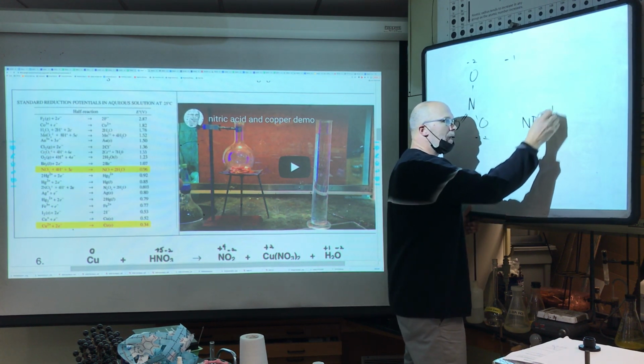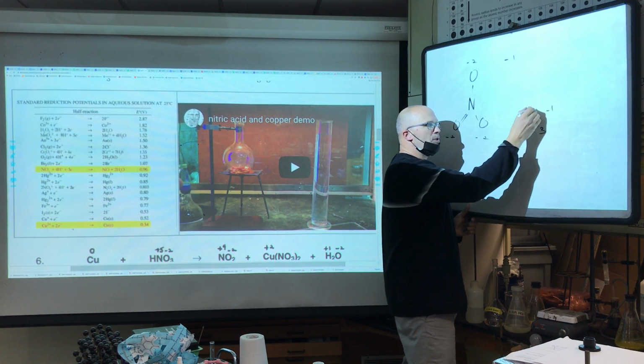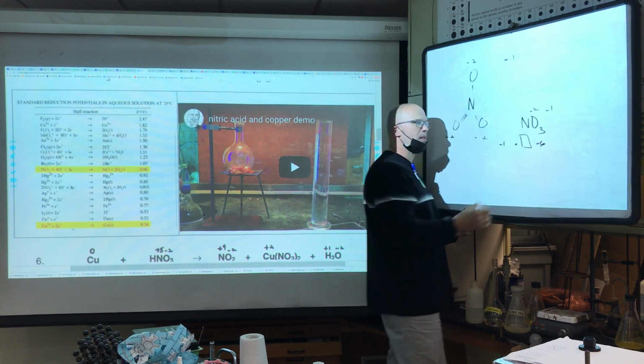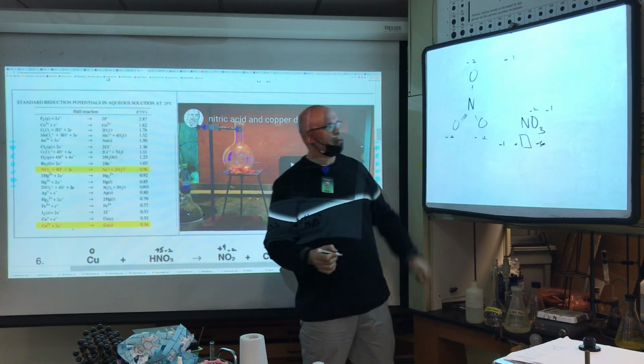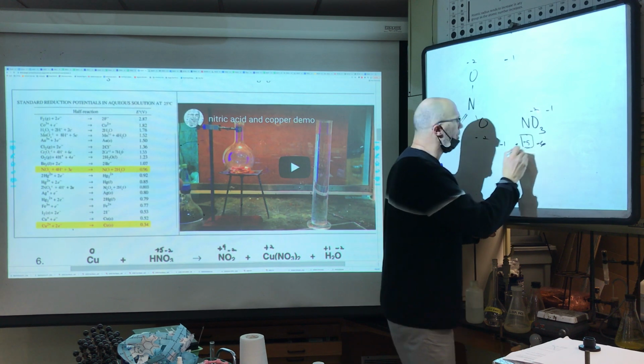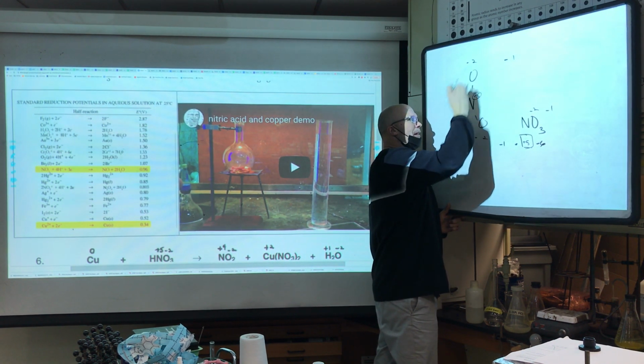If I write NO3, the whole thing is -1. It's a cluster polyatomic ion. So it's -1. There's -2 individually for the oxygen, -6 overall. What charge must the N be for the whole cluster to be -1? +5. So party people, we've got a +5 in the middle with very electronegative atoms.